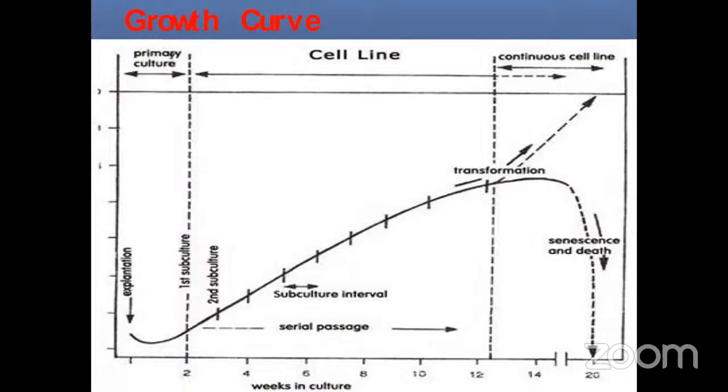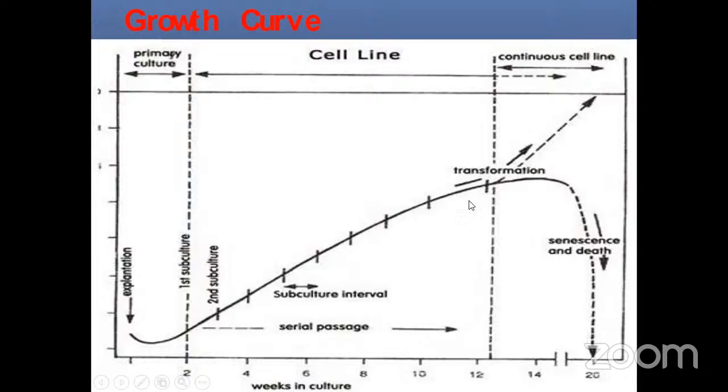Then we have to do subculturing. Subculturing means again we have to remove them from the flask and divide them into two flasks. That is called subculturing. After that, we have to do a second subculturing, that means from 2 flasks we have to remove and add them into 4 flasks. Like that, after the second or third week, after the second culture, the growth will be exponential. It will be very fast.